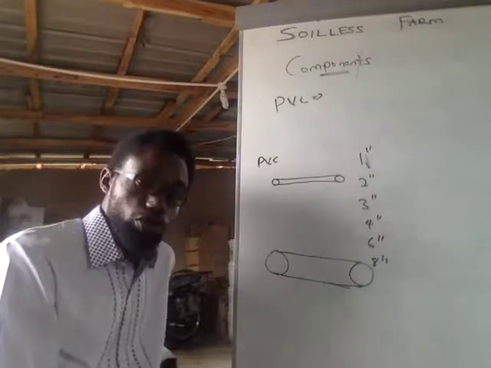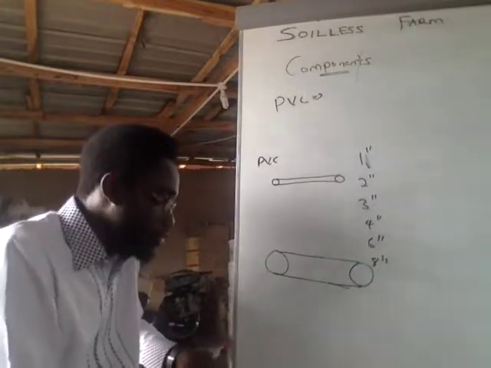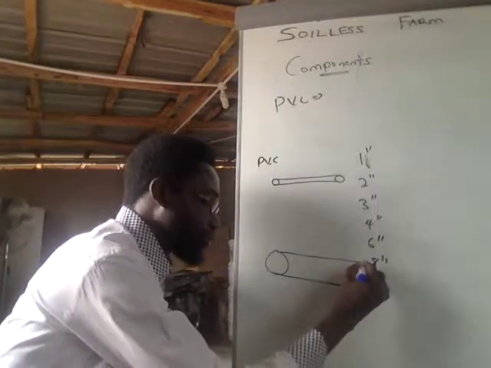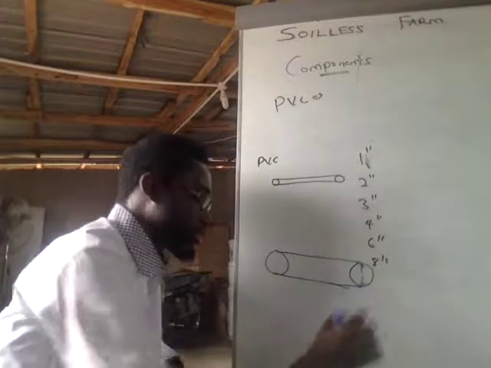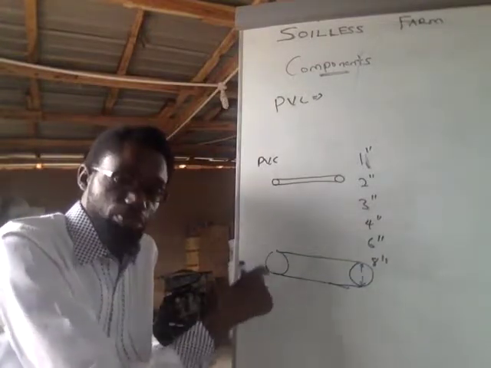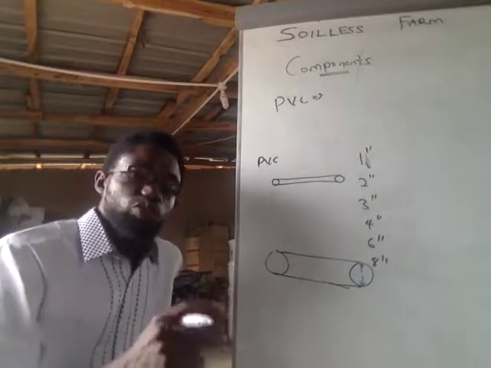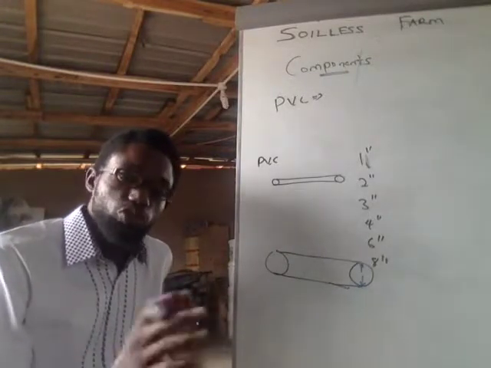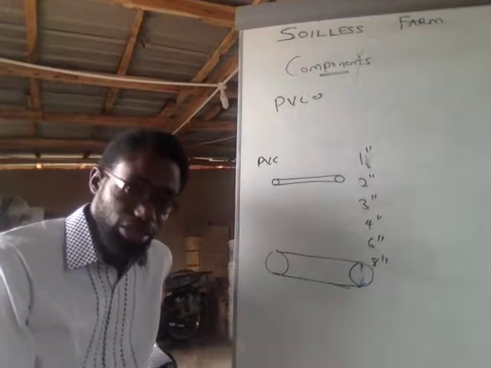It's a hollow structure like that. Now, when you look at the diameter of this space, the internal space, that is what we measure to say whether it is 1 inch, 2 inch, 4 inches, or 6 or 8 inches.